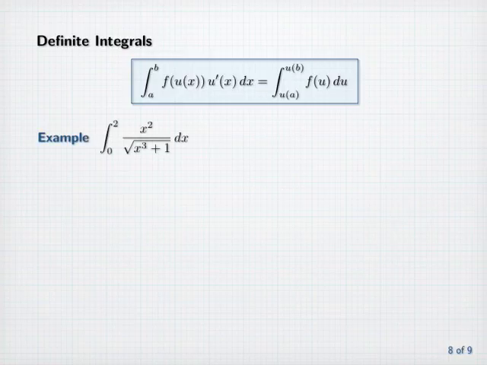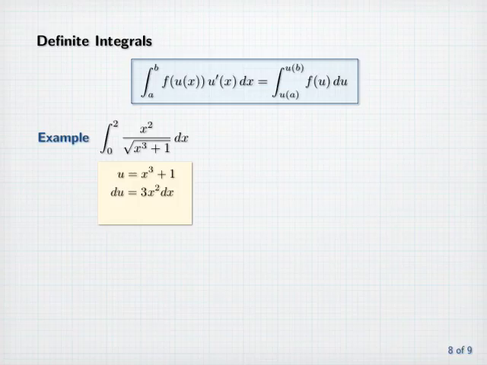Example. Let's compute the integral from 0 to 2 of x squared over the square root of x cubed plus 1 dx. We'll make the substitution u equals x cubed plus 1, computing du equals 3x squared dx, and noting that x squared dx is 1/3 of du. And so our substitution gives us 1/3 the integral of 1 over the square root of u du, with limits u of 0 to u of 2.